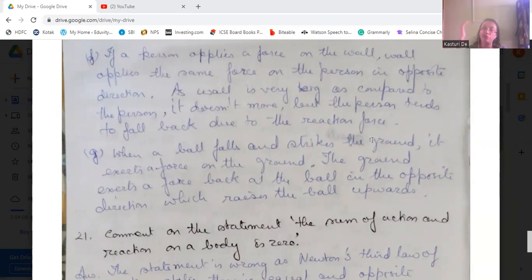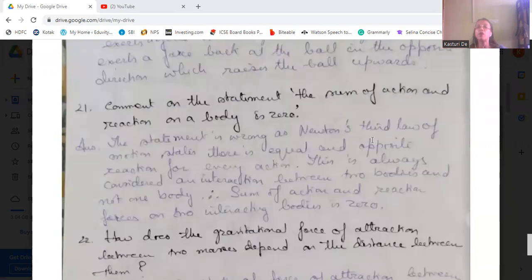Now comment on the statement: the sum of the action and reaction on a body is zero. The statement is wrong, because Newton's third law states there is an equal and opposite reaction for every action. This is always considered an interaction between two bodies, not a single body. That's why this statement is wrong.